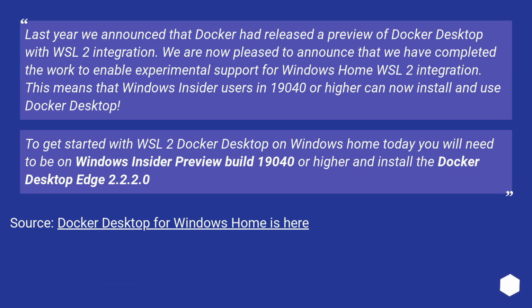Last year we announced that Docker had released a preview of Docker Desktop with WSL2 integration. We are now pleased to announce that we have completed the work to enable experimental support for Windows Home WSL2 integration. This means that Windows Insider users in 19040 or higher can now install and use Docker Desktop. To get started with WSL2 Docker Desktop on Windows Home today, you will need to be on Windows Insider Preview build 19040 or higher and install the Docker Desktop Edge 2.2.2.0. Source: Docker Desktop for Windows Home is here.